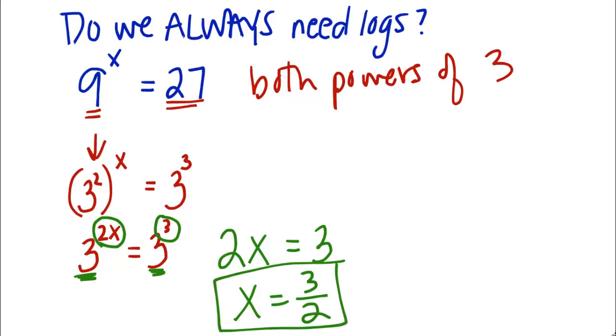That kind of makes sense why we couldn't have just guessed that in the beginning. I don't think you would have guessed 9 to the 3/2 equals 27, but we were able to solve for it. Those are all very basic examples. Of course, solving exponential equations could get a little bit trickier, but if you understand those basic steps, then you're probably prepared to attack any level of exponential equation. Good luck!